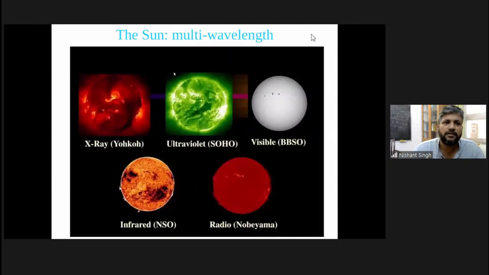It's interesting then to observe the Sun in multiple wavelengths. You look at it in X-ray, you look at it in UV, visible. You see these dark features. These are actually the most interesting objects for me. Then there is infrared and radio. So there is a whole variety of images that one can produce by choosing different wavelengths for your observations.